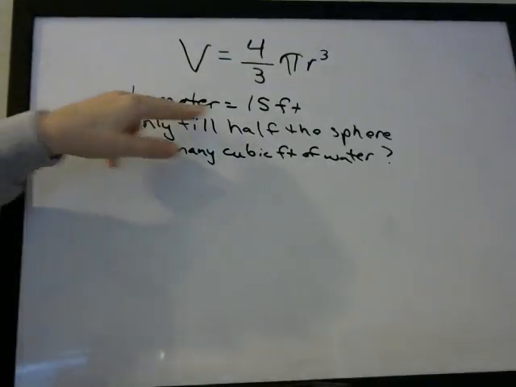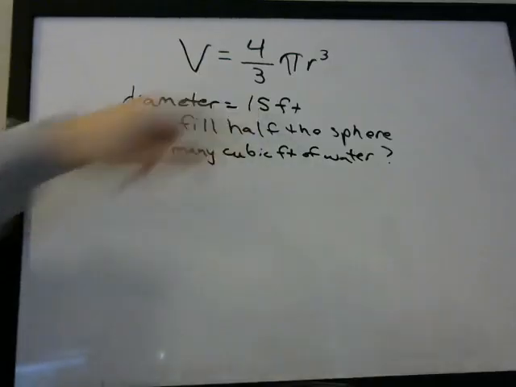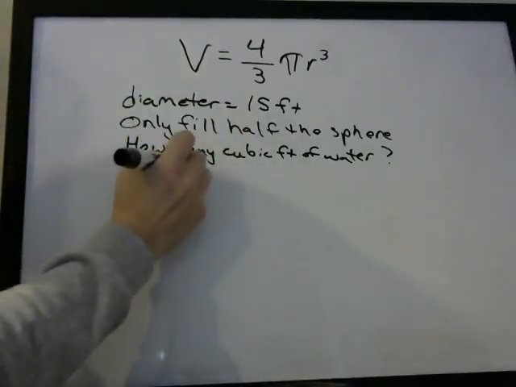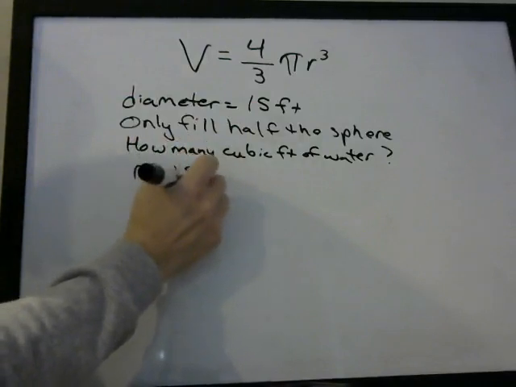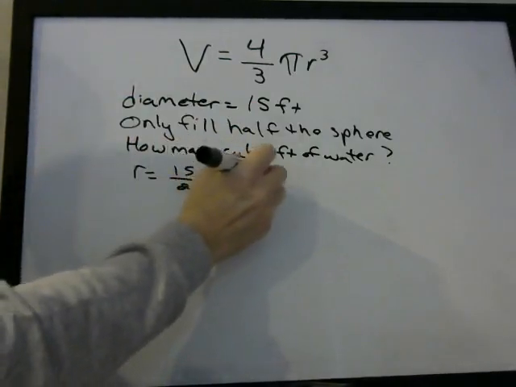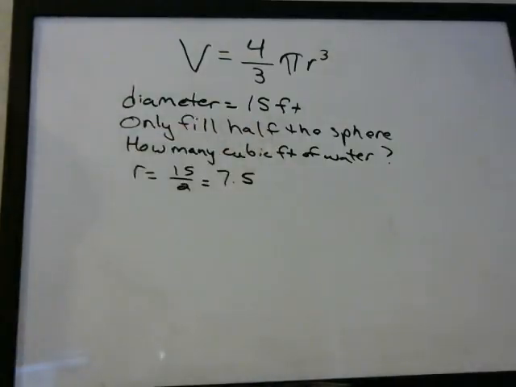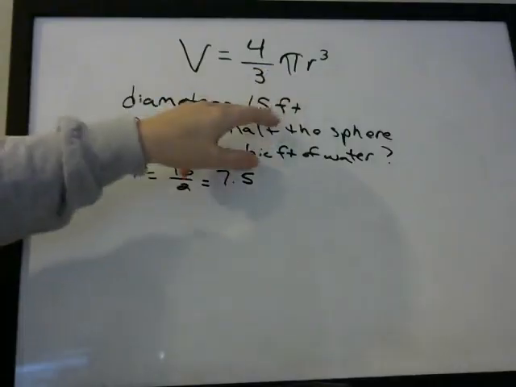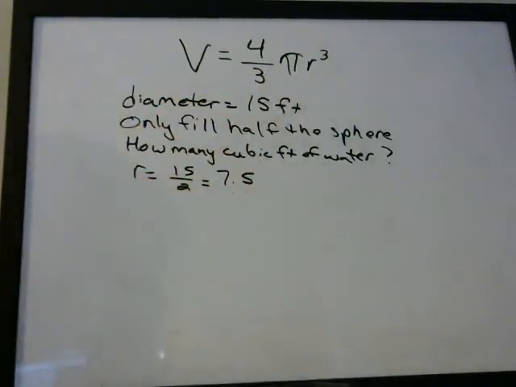This is something you have to know. The diameter is 15 feet. The radius is going to be half of that. So the radius is 15 divided by 2 because it's half the diameter. So it's 7.5. That's what we need to use for this, not 15. We need to use 7.5.